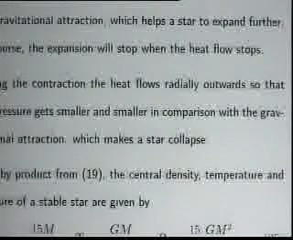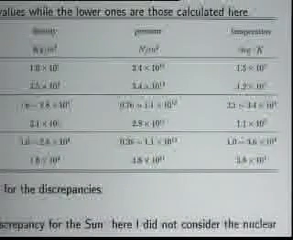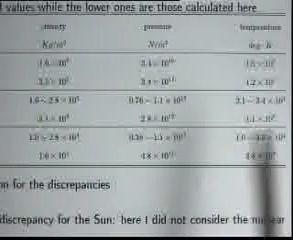Well, as a byproduct from the solution that I obtained, the central density, temperature, and pressure of a stable star are given by this compact formula. With this compact formula, the central densities, temperatures, and pressures of the Sun, Jupiter, and Saturn are calculated and listed in the table. The first one is the Sun, the second one is Jupiter, the third one is Saturn, and the upper values are previously estimated values. The lower ones are the ones that I calculated from my solutions.